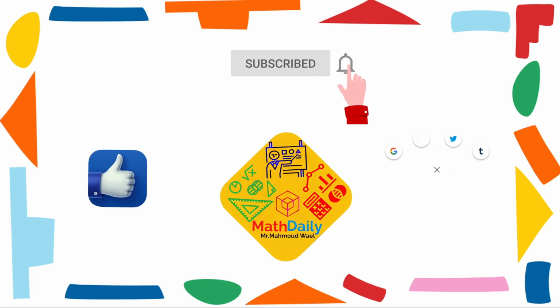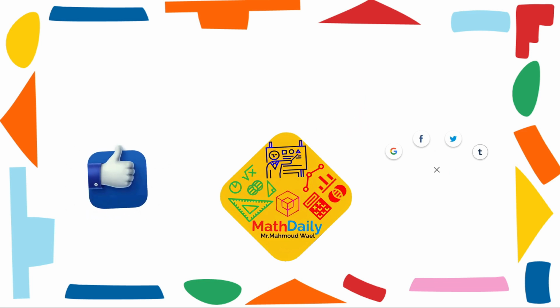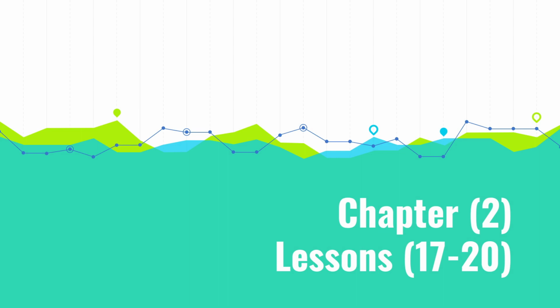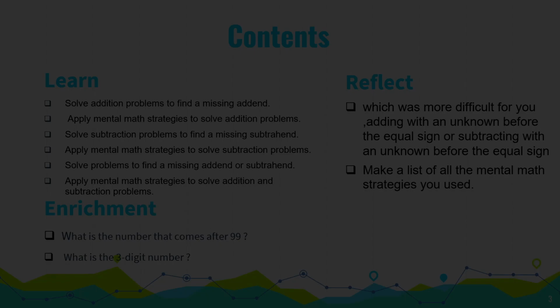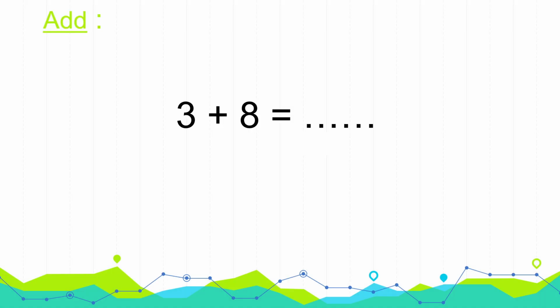Welcome to Math Daily. This is Mr. Mahmoud Wael. Today we're going to continue our lessons at Prime 2, Chapter 2, Lesson 17 and 20. Our topic today will be missing addend and subtrahend. If you didn't study or remember the previous lessons, you can go back to the videos and check them out. Before we start, we have to read and look at this problem.